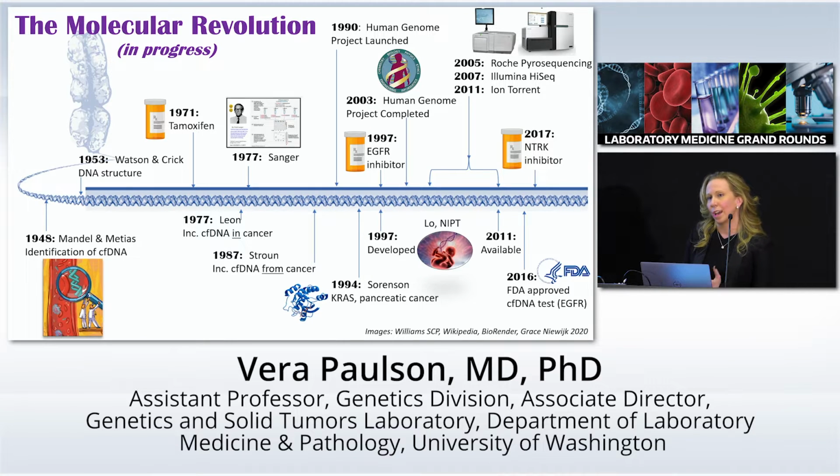It wasn't until the early 90s, however, that Sorenson et al. actually demonstrated that the KRAS mutations that they were detecting in cell-free DNA and circulating tumor DNA in the blood were identical to the ones that they were seeing in pancreatic cancers, right? It was this work in cancer that prompted Dennis Lo to hypothesize that you could actually see bits of fetal DNA in mom's circulation. And a short 15 years later, non-invasive prenatal testing was born, made commercially available. 5 years after that, the FDA approved the first cell-free DNA test for lung cancer for looking for EGFR mutations.